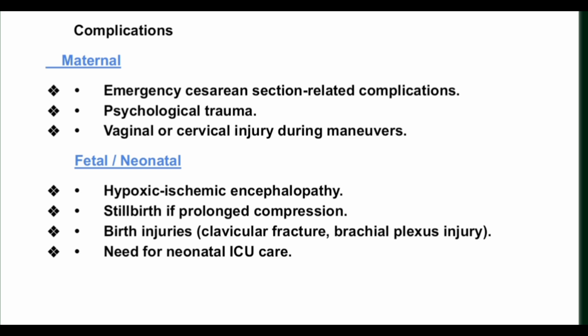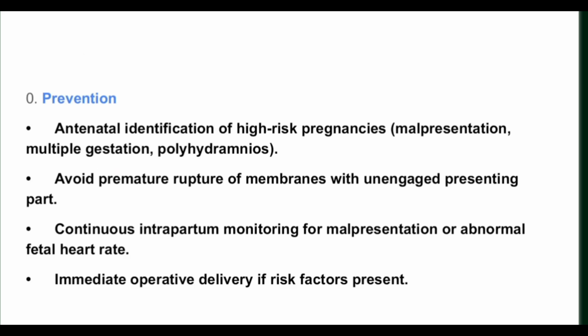And for us to prevent this condition, we can also look at our antenatal identification of high risk pregnancies such as malpresentation, multiple gestation, polyhydramnios. We need to avoid premature rupture of membranes with an engaged presenting part. We need to continuously do intrapartum monitoring for malpresentation or abnormal fetal heart rate. So we need to also offer immediate operative delivery if the risk factors are present.